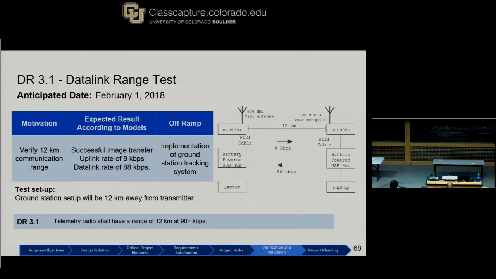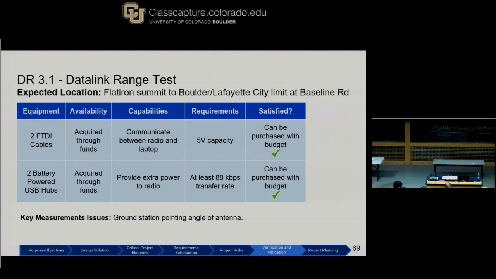Next, we would like to validate our range model. This can be done with a communications range test. In this test, we will place our 2 radios at our 12-kilometer distance, along with our antennas. We will verify that we can send and receive an image with our mission gains.